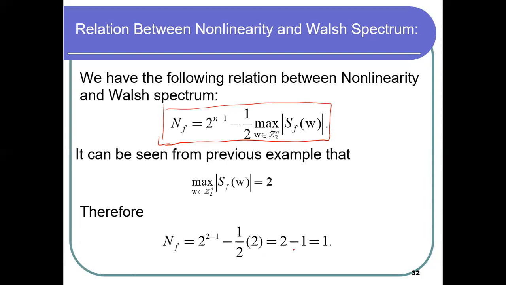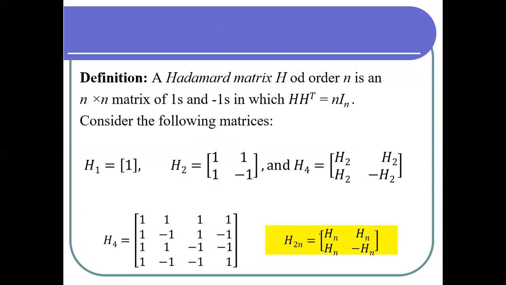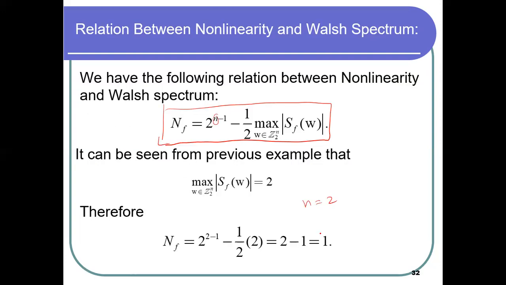I just put it over here because n is 2. So I put n over here, and I get that the nonlinearity of this Boolean function is 1. I hope this will be a quite good method to find the nonlinearity of a Boolean function.